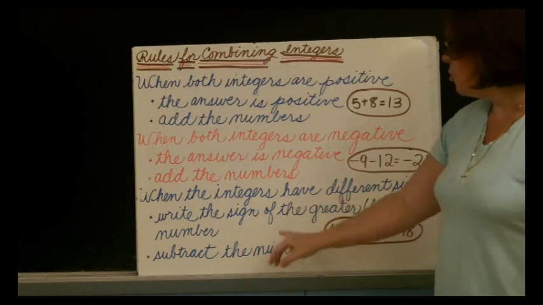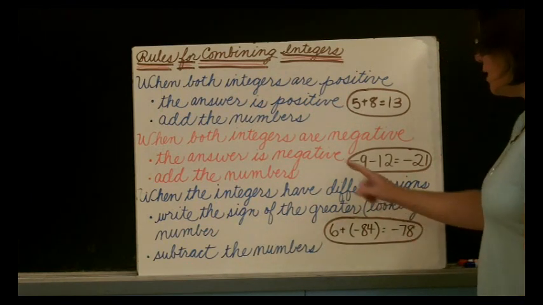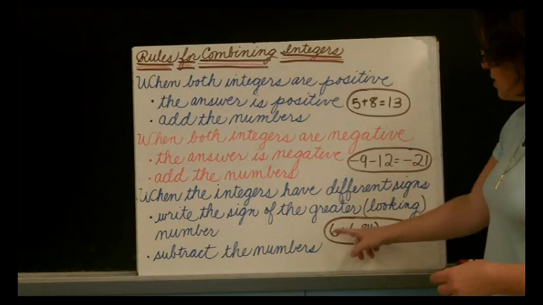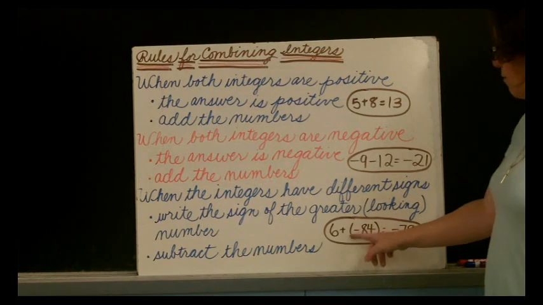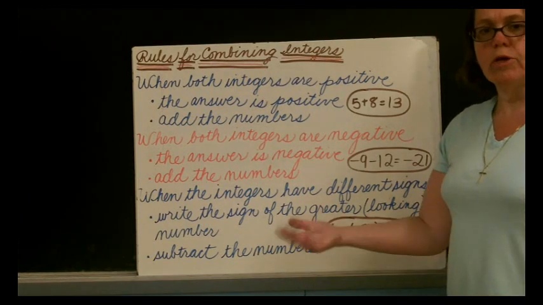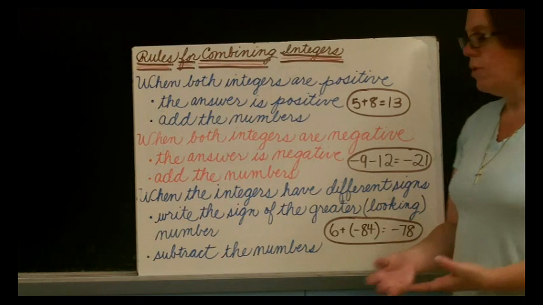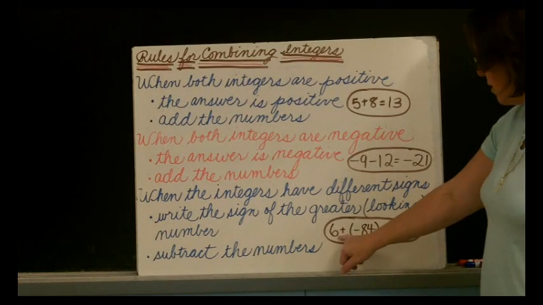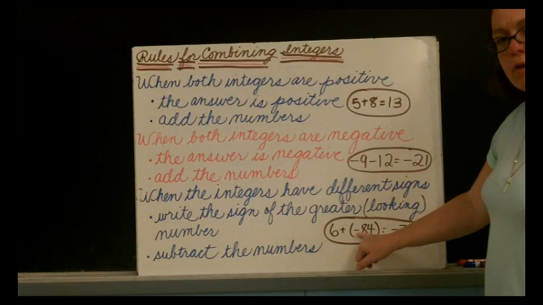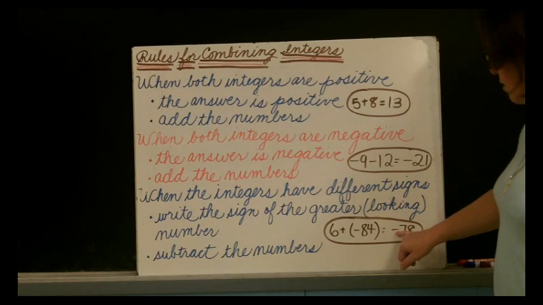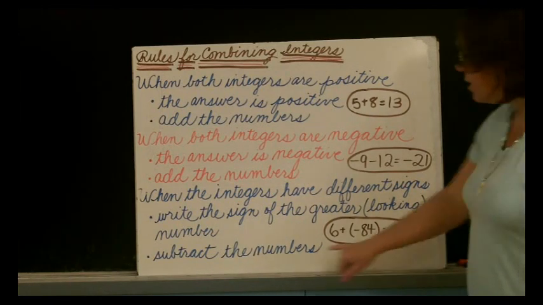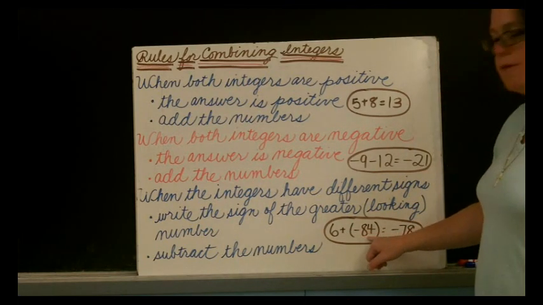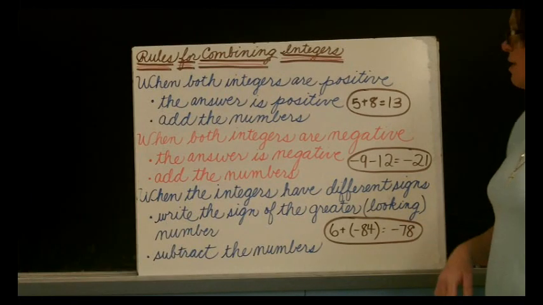The first thing you're going to do is write the sign of the greater looking number. And I put looking in parentheses because if you look at our example, we have a 6 and a negative 84. Well, by virtue of the fact that the 6 is positive, we know that that number has a greater value. But when I say greater looking, it means here 84 looks like it's bigger than 6. Since 84 is a negative number, our answer has to be negative. And then after you write down the sign, you subtract the 2 numbers. So when you have a positive 6 and combine it with a negative 84, our result is a negative 78.